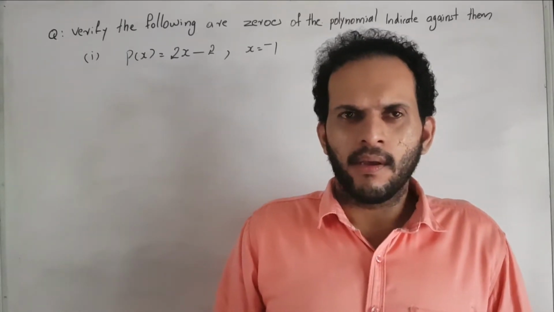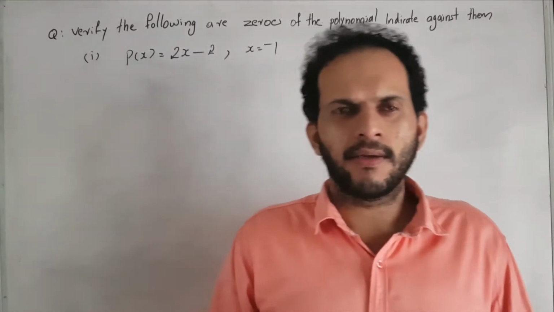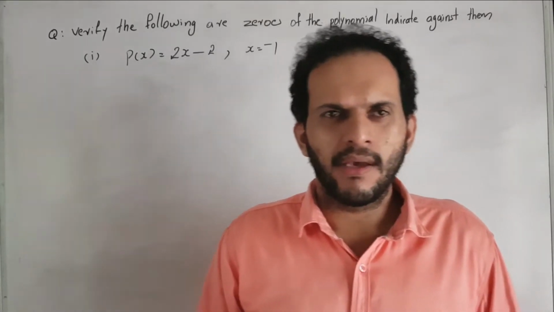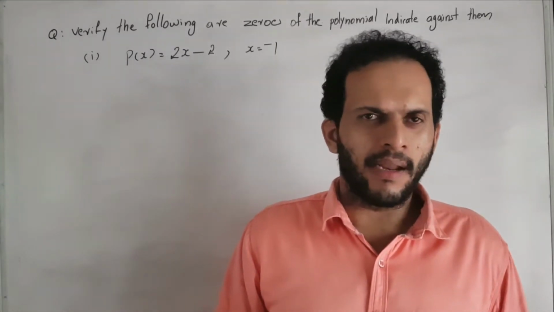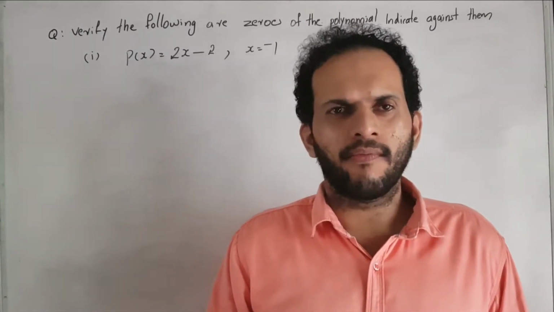In a polynomial p of x, if p of c is equal to 0 at x is equal to c, then c is the zero of the polynomial.